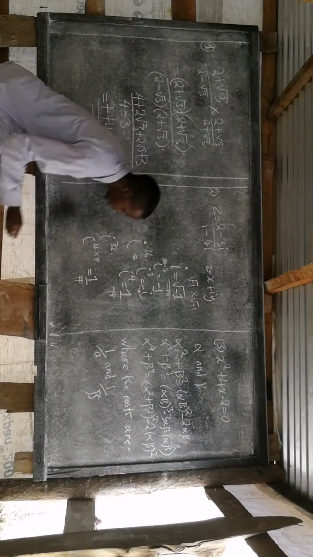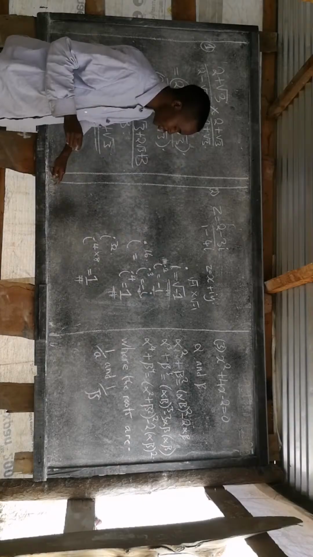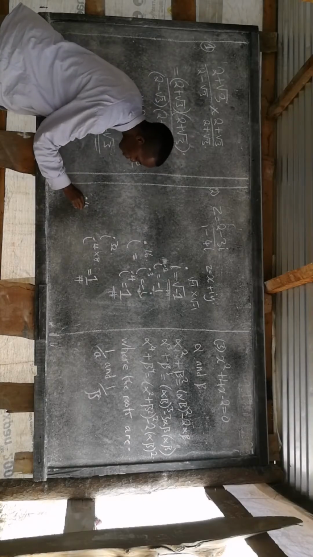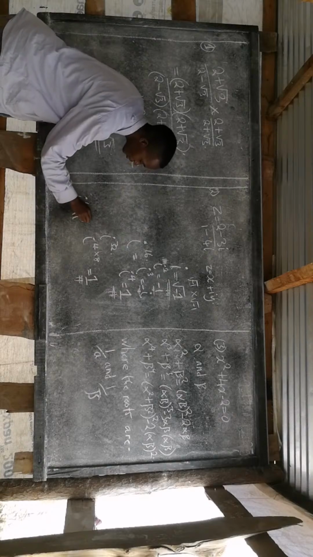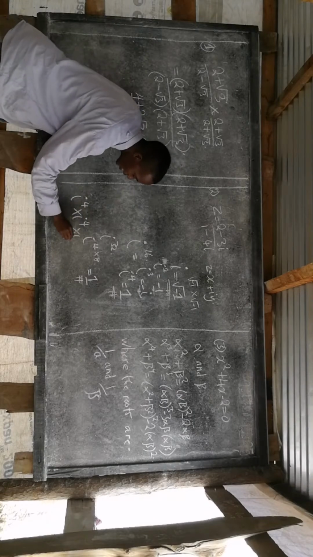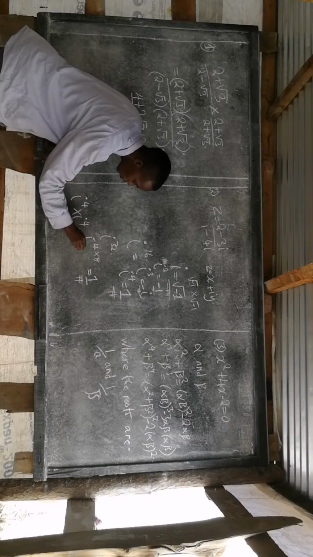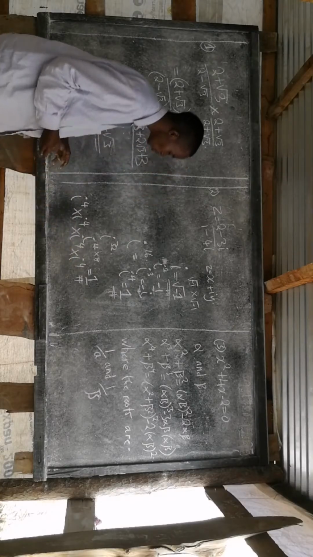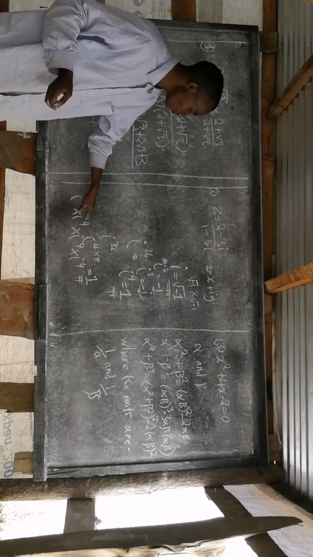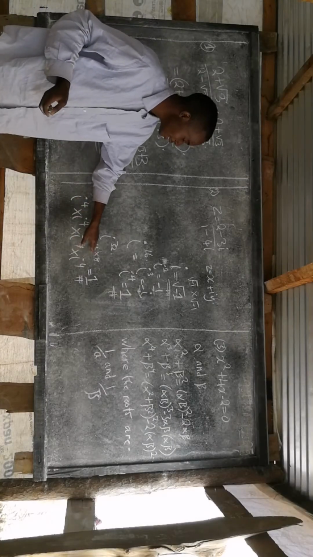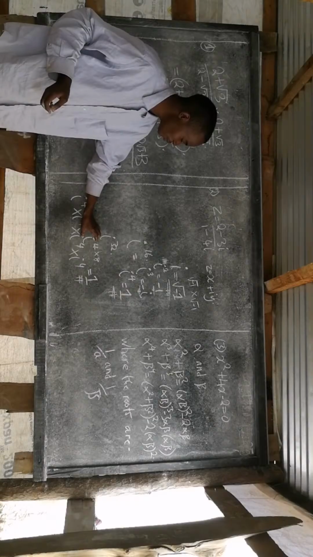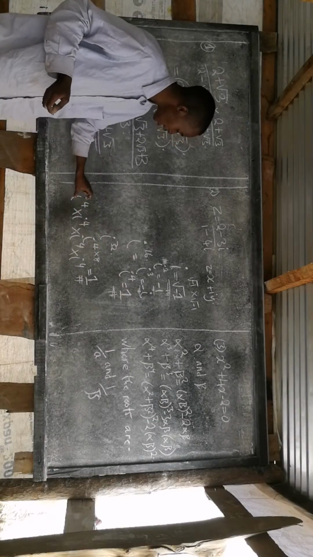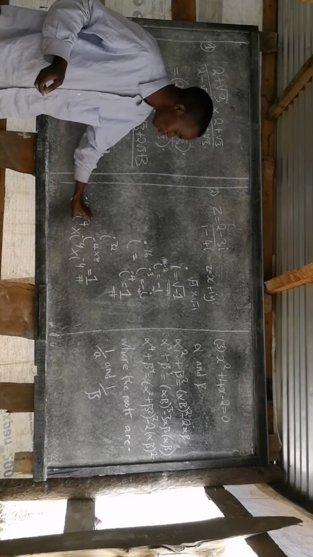Remember, this means that we have i to the power 4 times i to the power 4 times i to the power 4 times i to the power 4. So how many i to the power 4 do we need to have? We need to have 8, so that we add i to the power 4, i to the power 4, i to the power 4.